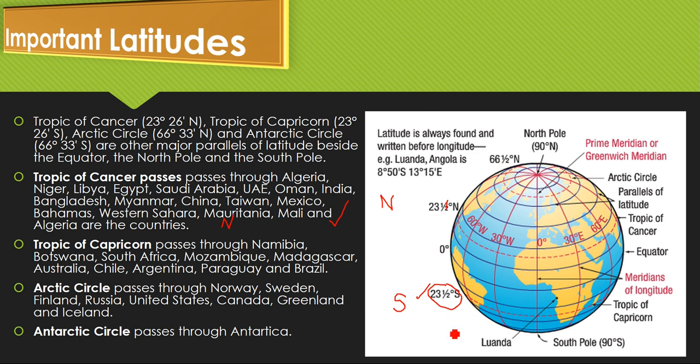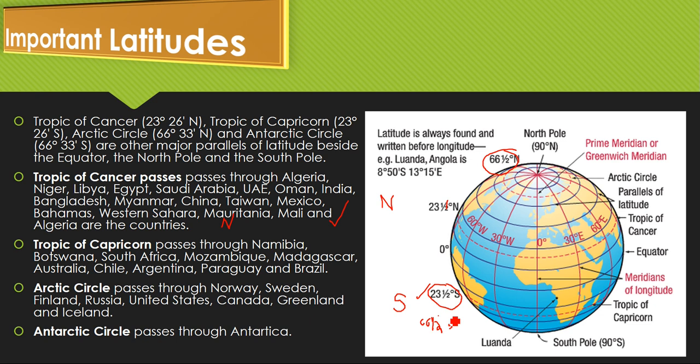Now you will see the Arctic Circle is here, the 66.5 degree north, this one, right? You can see a red dotted line. It is a circle. Now you cannot obviously see it here, but it is 66.5 degree south, that is the Antarctic Circle.